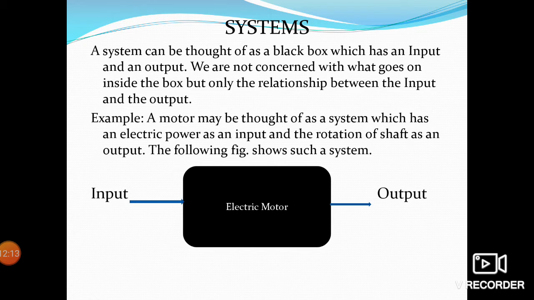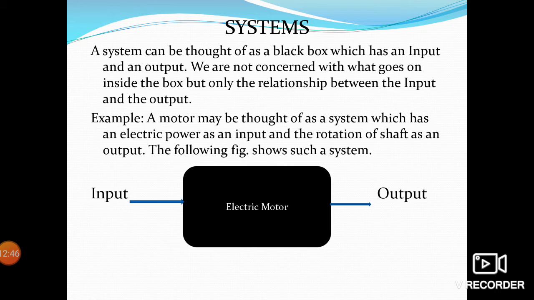The same thing is applicable even for your systems. When we come up with the definition, a system can be thought of as a black box which has an input and an output. There are two important parameters here: one is an input and the second one is an output, and some processing is going to take place in the system. We are not concerned with what goes on inside the box, but only the relationship between the input and output. We are bothered about the relationship.